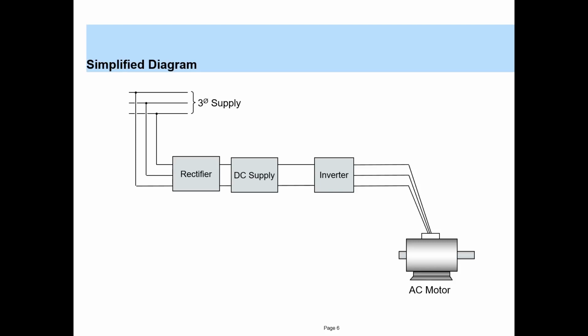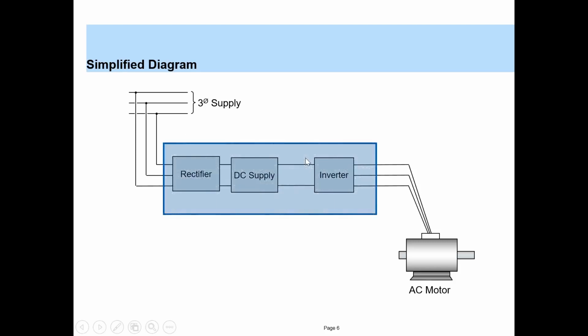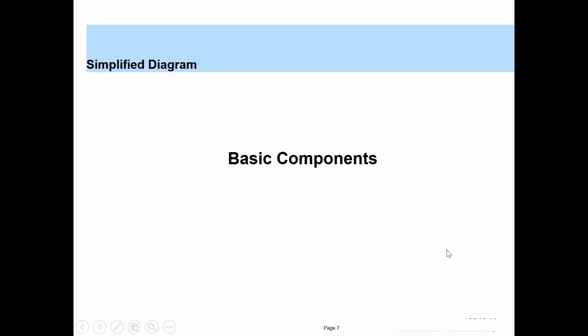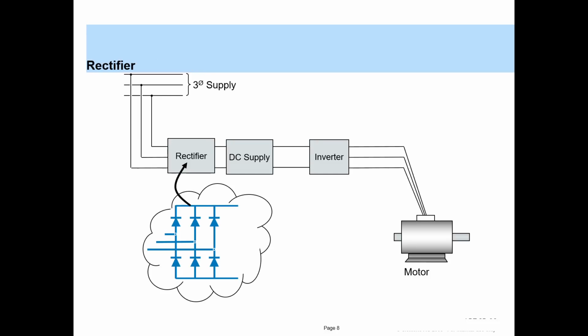If we now further look at the components that comprise a drive, we have a rectifier, which converts AC supply into DC supply, and we have the inverter, which converts the DC back into AC supply, which is given to the motor. The basic components that are used to achieve these conversions are: first we have a rectifier. This rectifier can be made up of diodes, or you can even have thyristors. Alright, so this converts AC into DC.